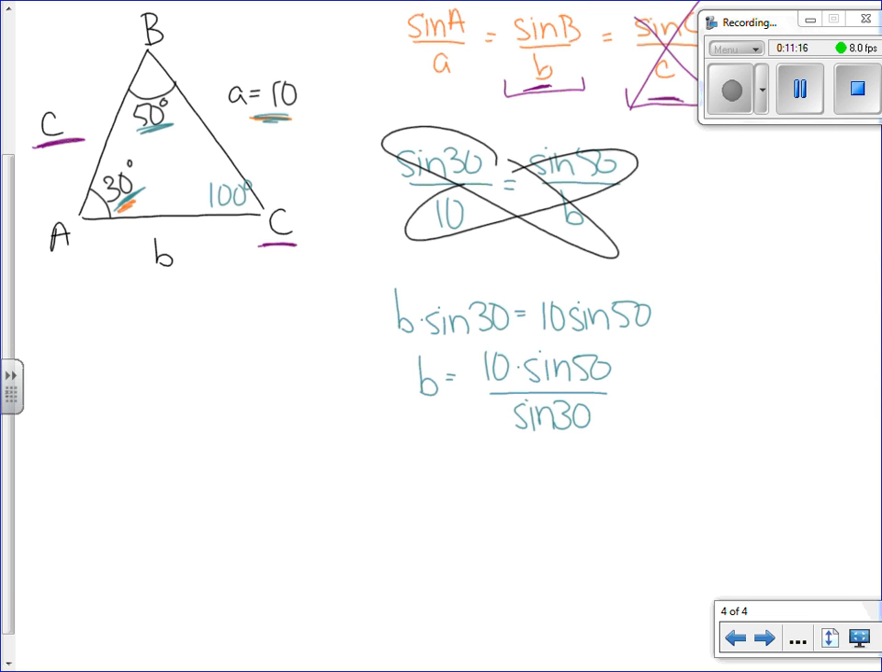So if we type in 10 times the sine of 50, making sure we're in degree mode, you're going to get some crazy decimal. Leave that in your calculator the way it is, and then hit divide by the sine of 30. And you should get that b is 15.320, blah, blah, blah. But I wanted this to the nearest integer, so it's going to be 15. Okay, and that is it.